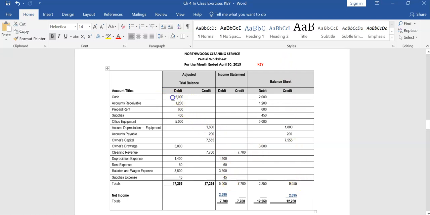Looking down this list, cash is reported on the balance sheet. It's an asset. Accounts receivable, an asset reported on the balance sheet. Prepaid rent, an asset reported on the balance sheet.